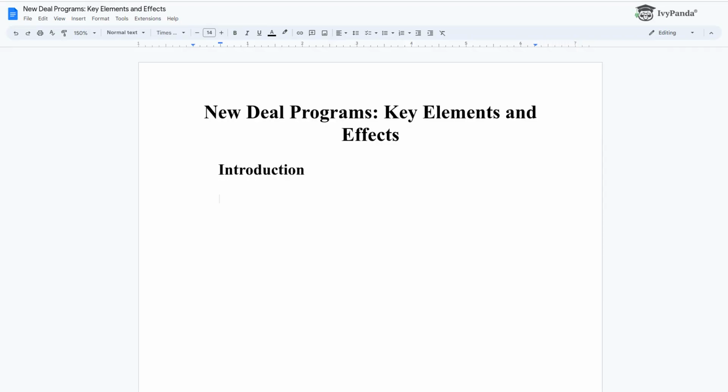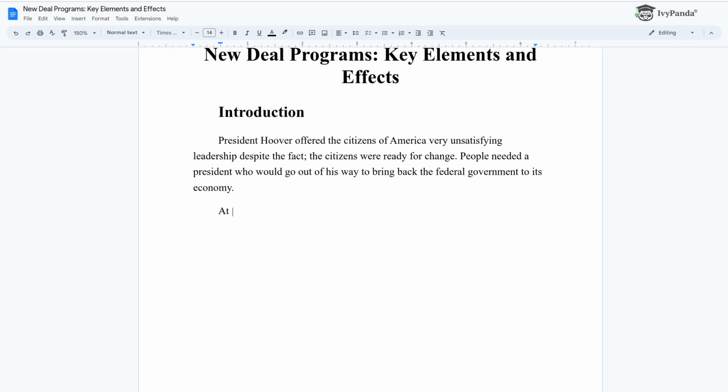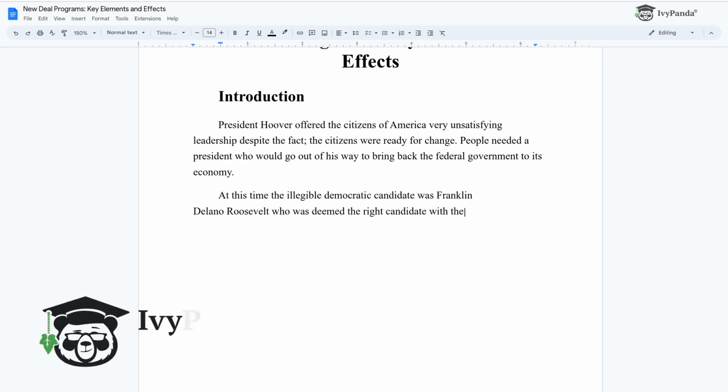Introduction. President Hoover offered the citizens of America very unsatisfying leadership, despite the fact the citizens were ready for change. People needed a president who would go out of his way to bring the federal government back into the economy. At this time, the eligible Democratic candidate was Franklin Delano Roosevelt, who was deemed the right candidate with these qualities.